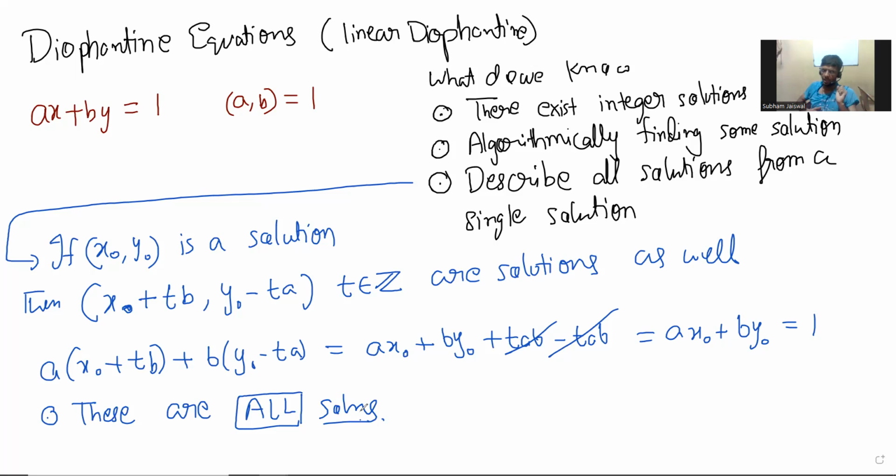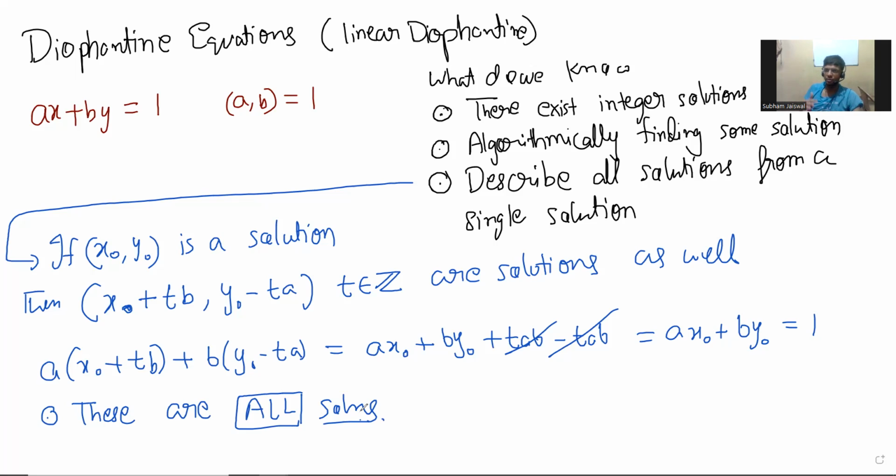Something good. Right? You find one solution by this algorithm. You draw that line, you find the other solutions, and then naturally you get that t thing. And these are all solutions, what you expect. And you could start with any x naught comma y naught. You could start with any solution. You could guess a solution, and that's also fine.